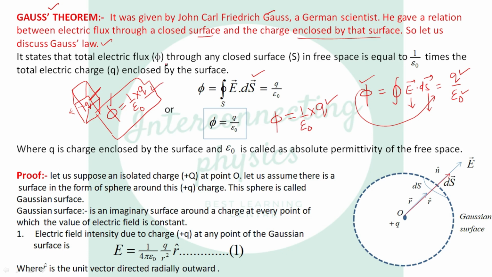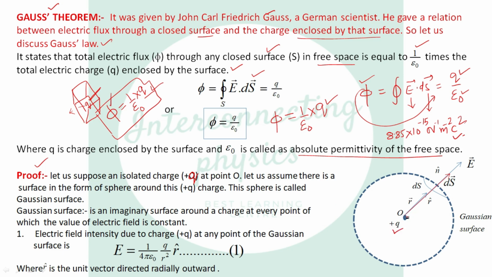So it states that the total electric flux through any closed surface S in free space is equal to 1 over epsilon naught times the electric charge enclosed by the surface. What is epsilon naught? Epsilon naught is the absolute permittivity of free space. Let us prove Gauss theorem. Let us consider we have an isolated charge plus Q at O.